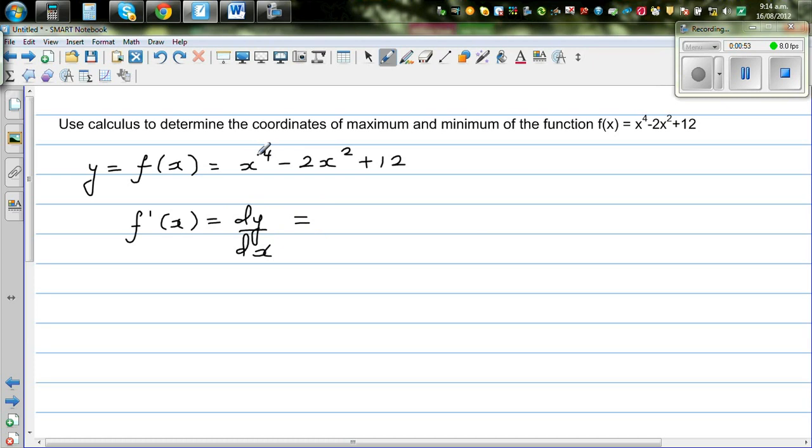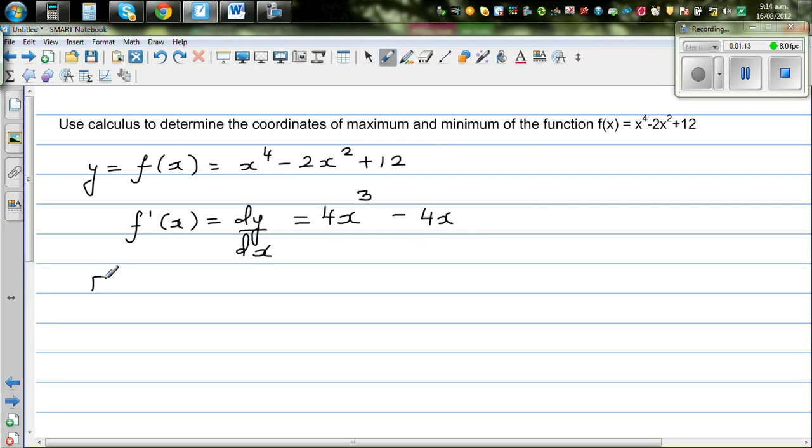You drop the power down, that is 4 drops down and that becomes 4x, and decrease the power by 1, so this is 4x cubed, minus, drop the power down, so 2 times 2 is 4x to the power 1, I'm not writing that, and the derivative of 12 is 0.